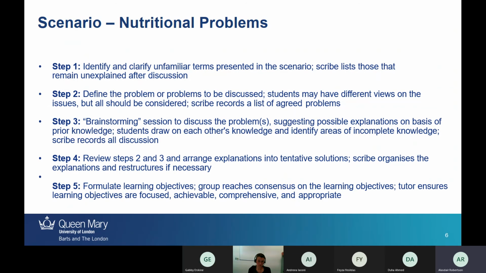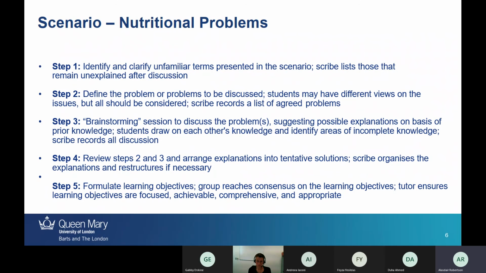Group members will draw on other people's knowledge. They will identify areas that they perhaps don't know anything about or only know part about and need to find out more. Again, the scribe will record all the discussions that are taking place. And then after that, students will review steps 2 and 3, arrange the explanation into some solutions, and then the scribe will organize these and restructure if necessary.